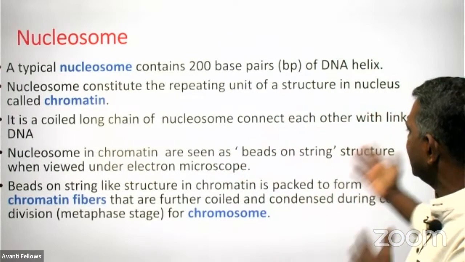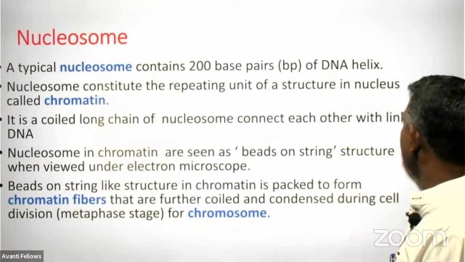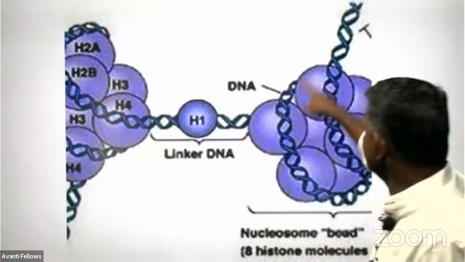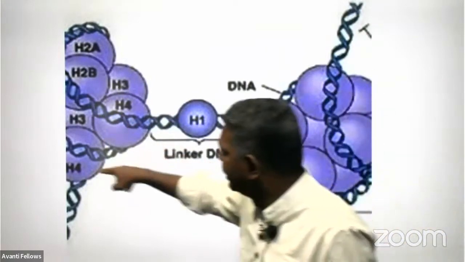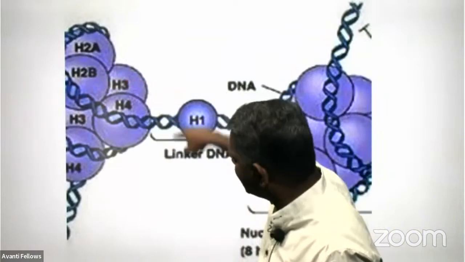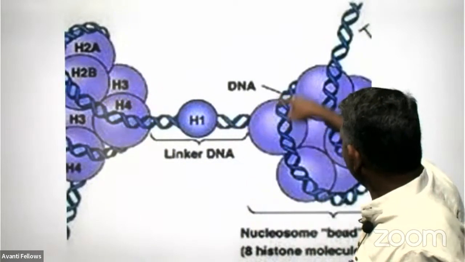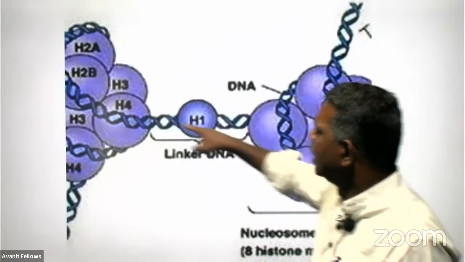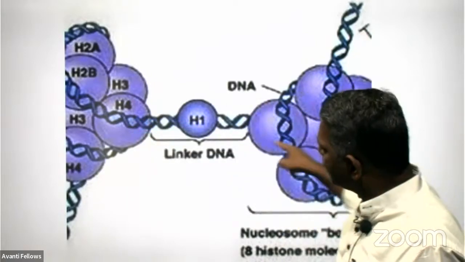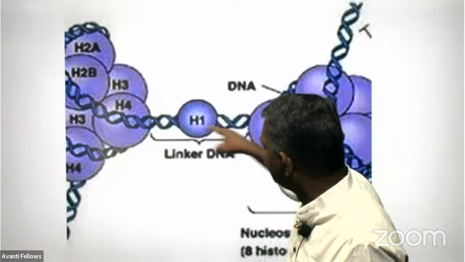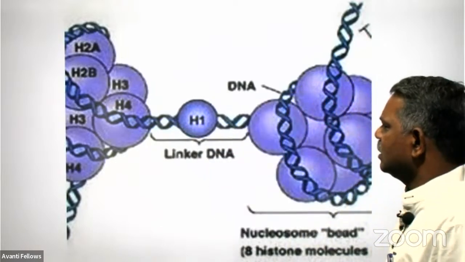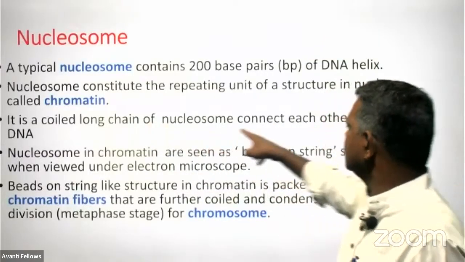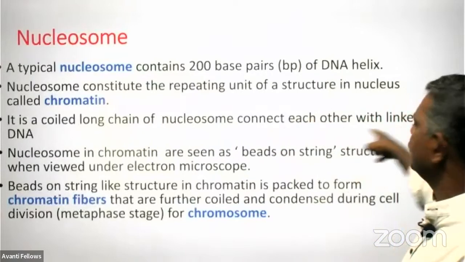This coiled long chain of nucleosomes connect with each other with a linker DNA. Here we can see the linker DNA. This is one nucleosome, and this is another nucleosome, and the DNA is wrapped around this nucleosome, and there is another coiling here, and another nucleosome. One nucleosome is connected with another nucleosome with what? A DNA here, and it is called the linker DNA.